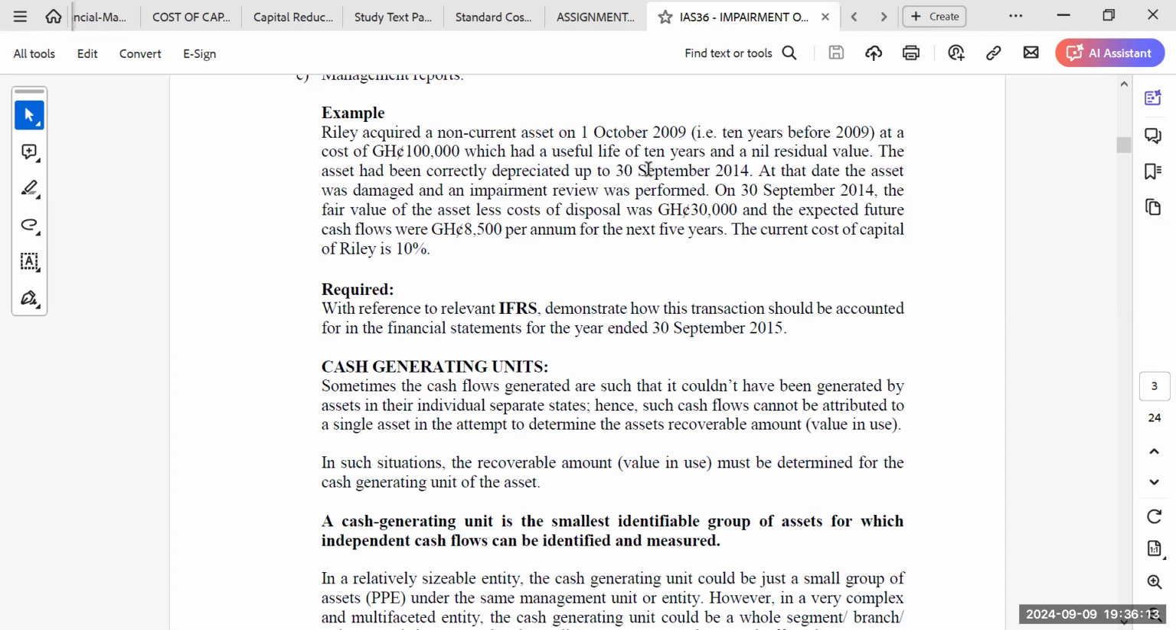All right, thank you. So this one, when are they carrying out the impairment test? You identify the date of impairment, and when are they carrying out the impairment test?